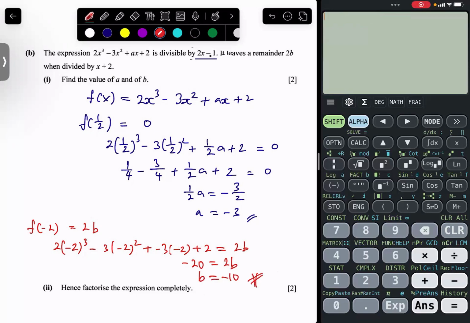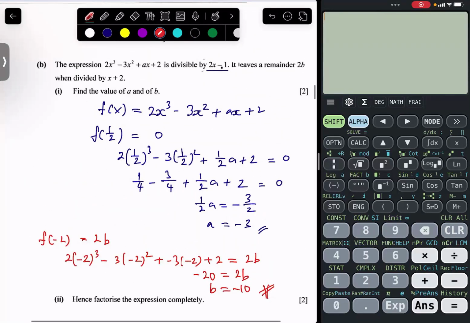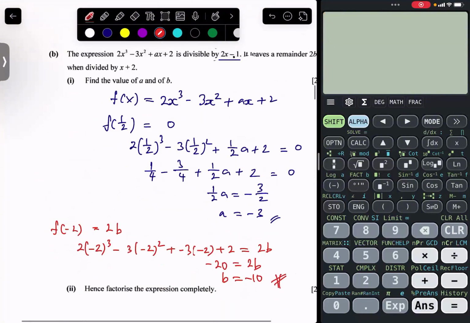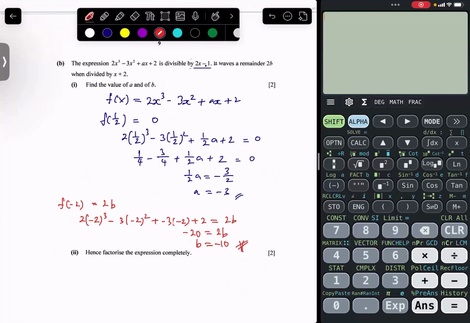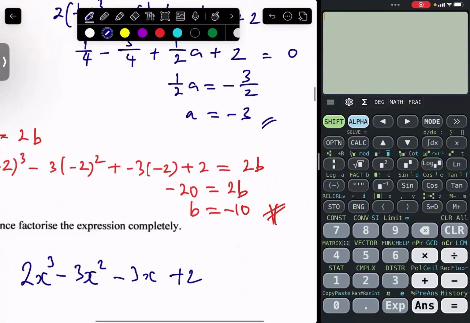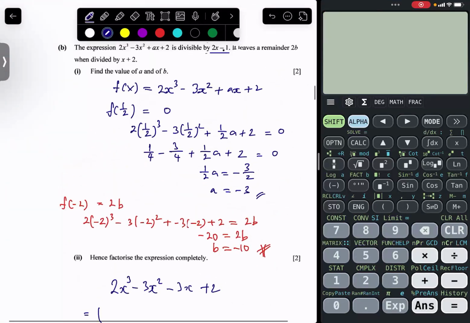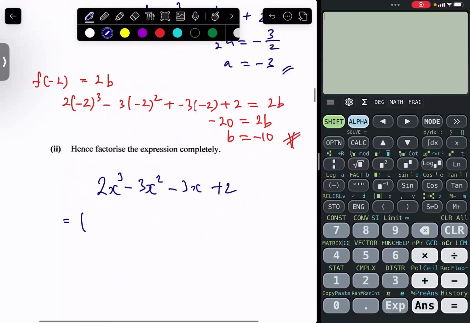Okay. Hence, factorize the expression completely. So we'll have the expression as 2x cubed minus 3x squared minus 3x plus 2. Now we know that this is equal to (2x minus 1) times something, because it's divisible by 2x minus 1.